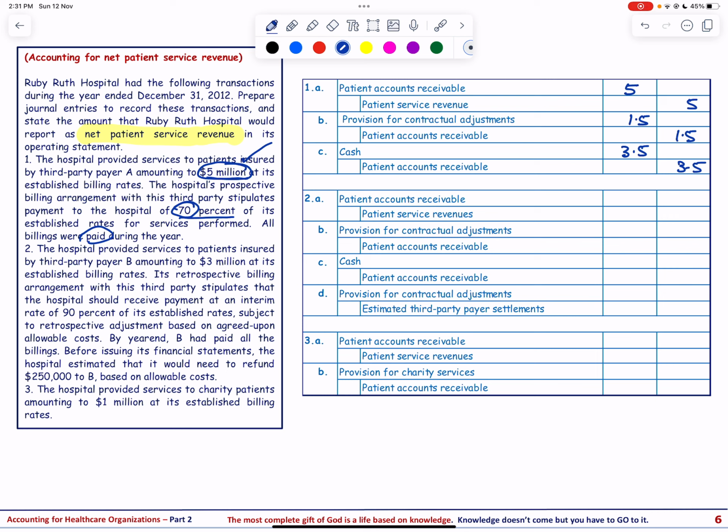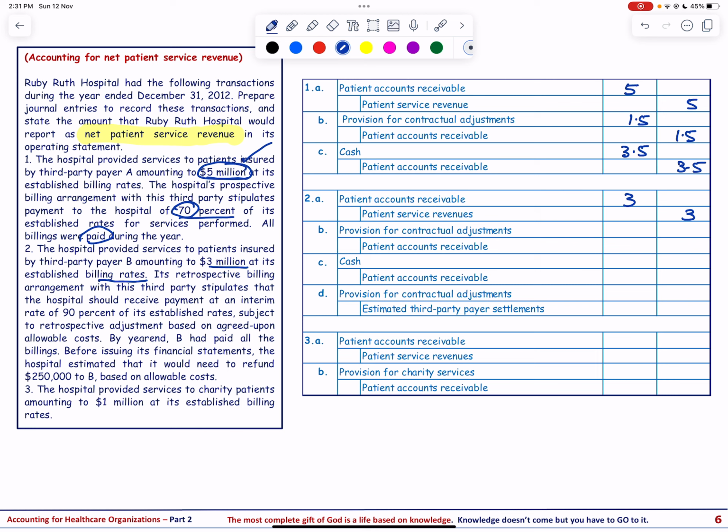Okay. Then we have the hospital provided services to patient insured by third payer B amounting to 3 million at its established billing rate. So once again, patient account receivable is debit by 3 million and patient service revenue is credited by 3 million.